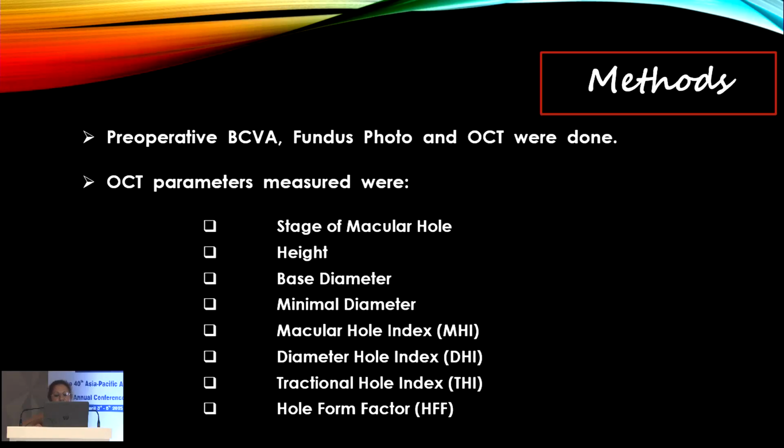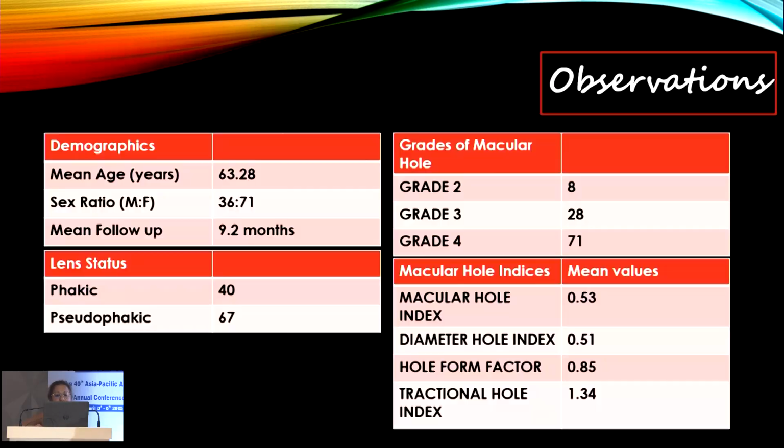And we studied best corrected visual acuity, fundus photo, and OCT. On OCT, parameters measured were stage of macular hole, height, base diameter, minimal diameter, macular hole index, diameter hole index, tractional hole index, and hole form factor. And we observed that the mean age of the patients was 63.28 years, 71 were females, and the patients were followed up for 9.2 months.